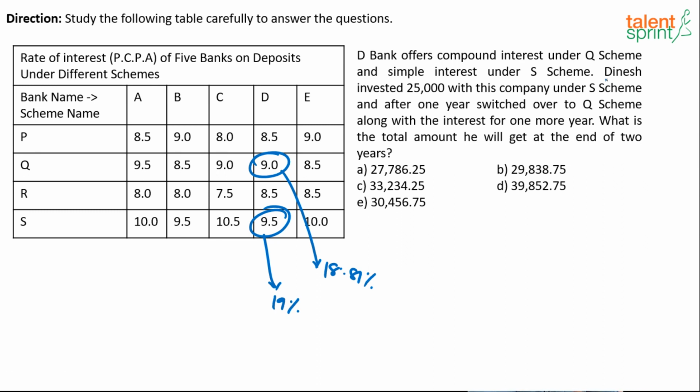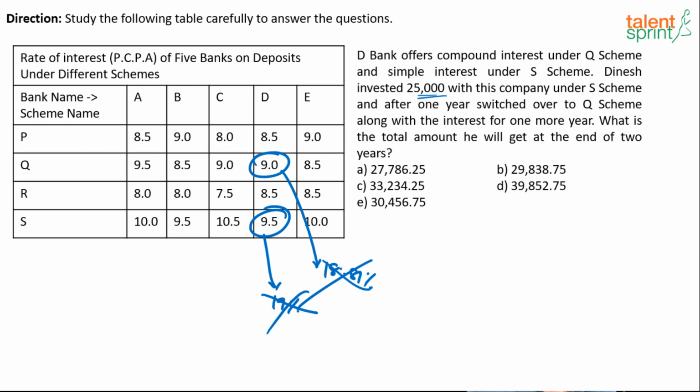Now what does it say? Dinesh invested 25,000 with this company under S scheme, the simple interest scheme, and after 1 year switched over to Q scheme along with the interest for 1 more year. So what is the total amount he will get at the end of 2 years? So basically we have wasted our time by calculating 18.81 and 19%. That's my understanding after reading the full question.